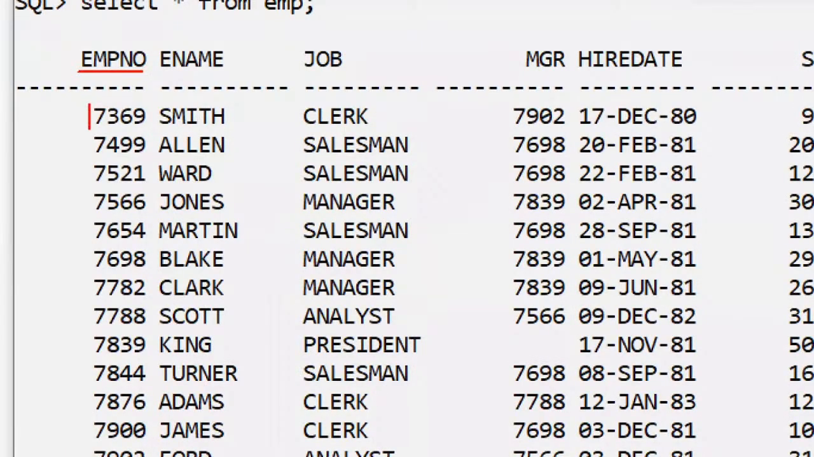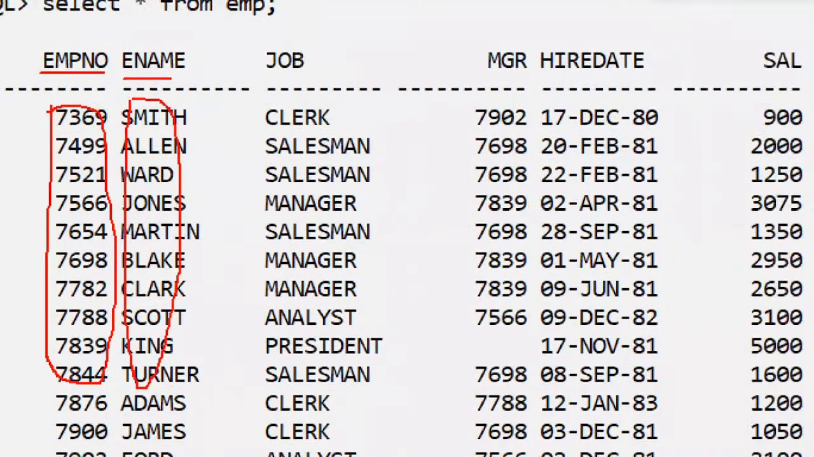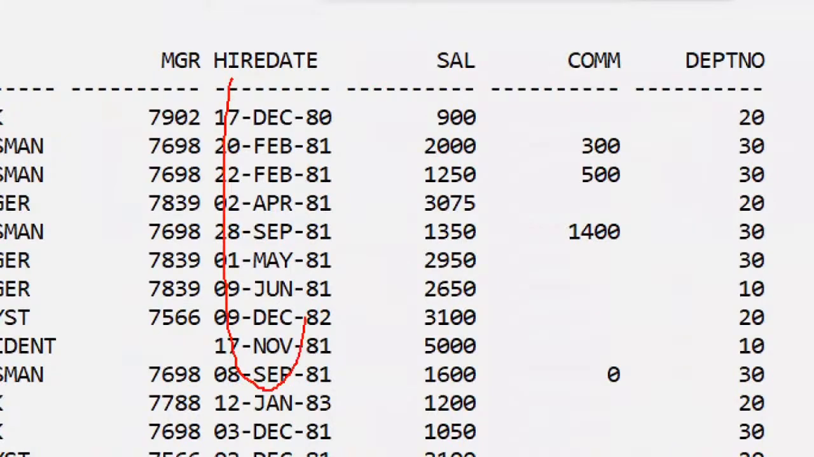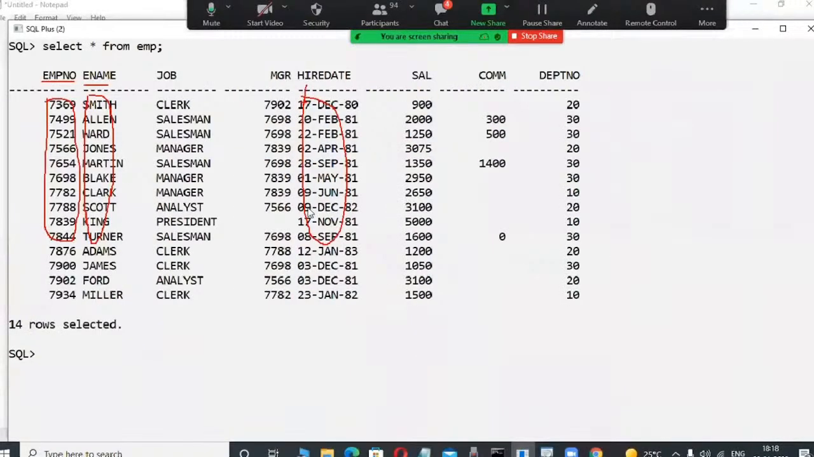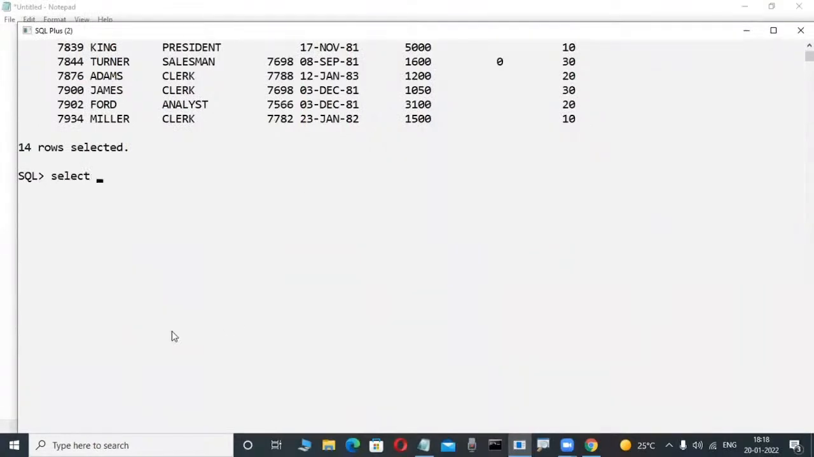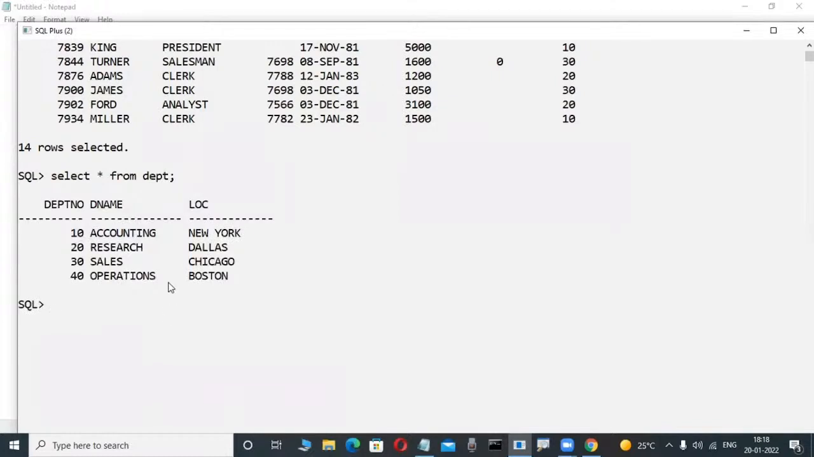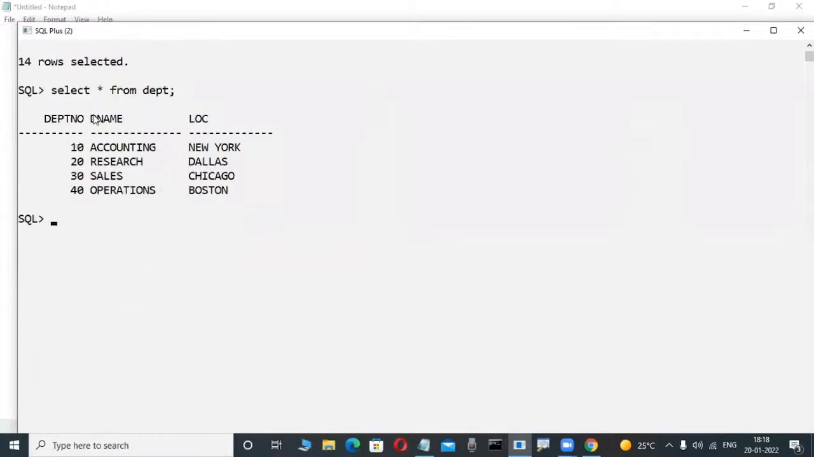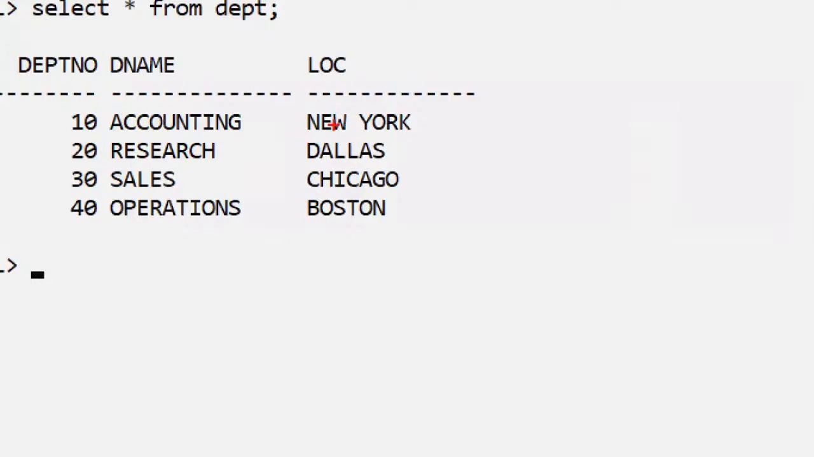Here, employee number: in this column only numbers are available. Slowly observe here: in this column only characters are available. In this column only dates are available. That's why, observe here, the data is stored in a structured manner. In a relational database, structured data is there. A structured collection of data is there.